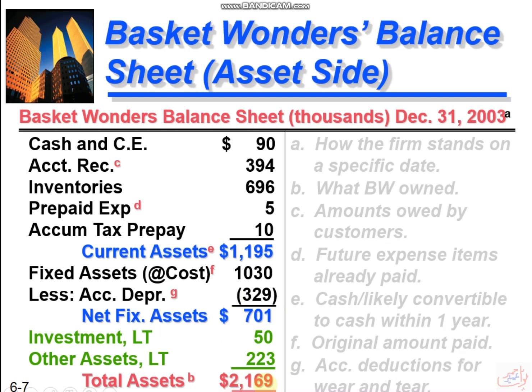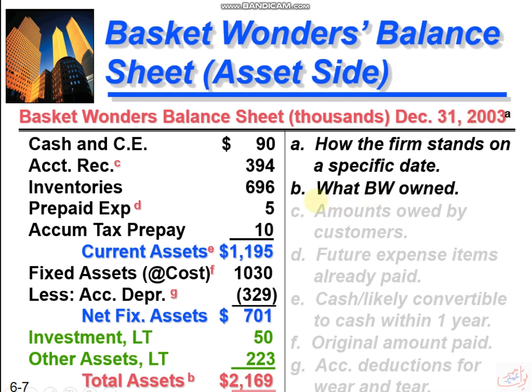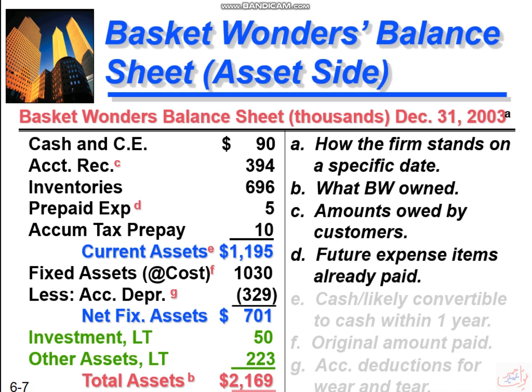Okay, and now what are the different questions? The first one, how the firm stands on a specific date. On this date, what is the position of the firm, what BW owned, what they have, the amounts owed by customers. How many account receivables we have, the future expenses items already paid. It's talking about prepaid expenses, cash likely convertible within 1 year. So it's talking about current assets.